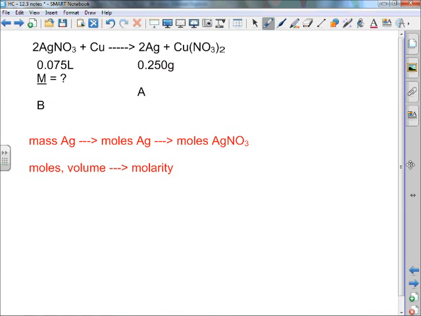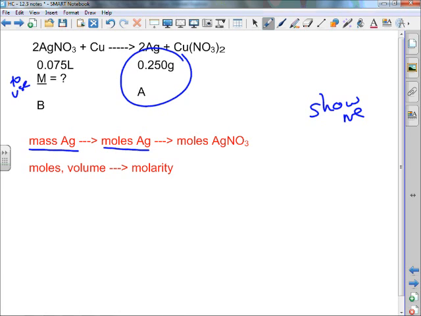I'll give you another one here, and both of these can be show me's. Here we've got, we need to find out the molarity of this silver nitrate. So here's our chemical A. We have 0.250 grams of chemical A, and we're trying to find what was the molarity of B that we needed to use. Okay? So here's our step. Mass of A to moles of A to moles of silver nitrate.